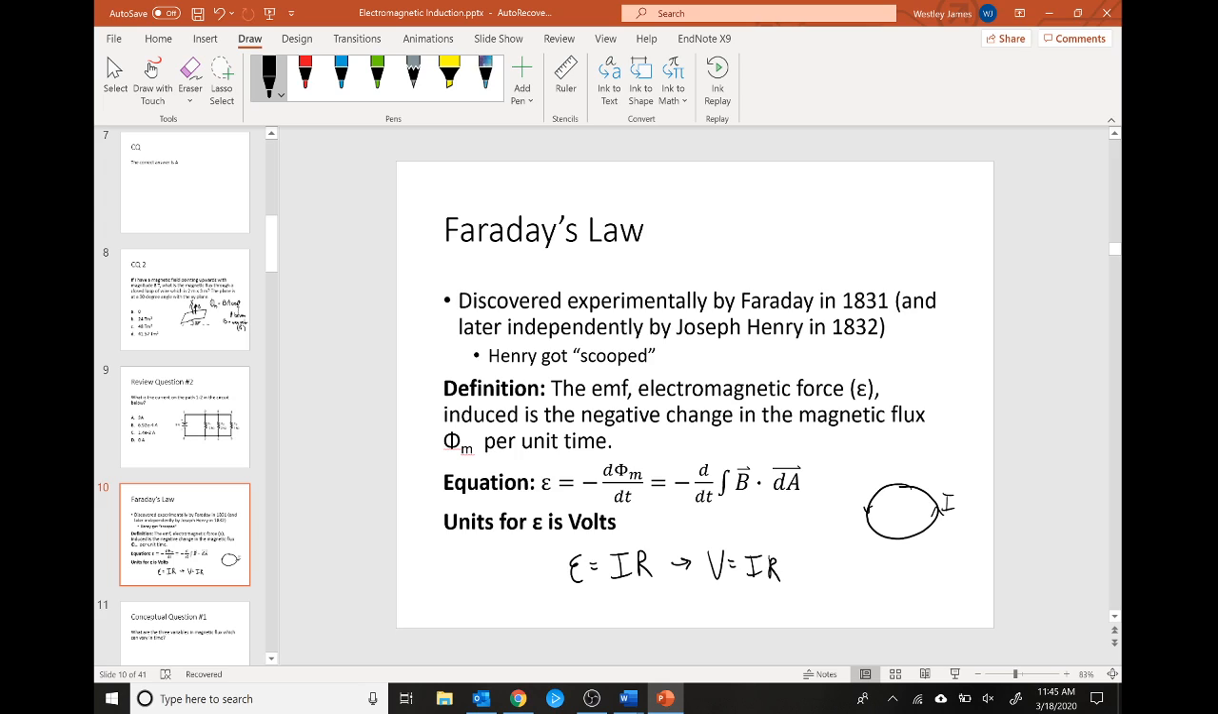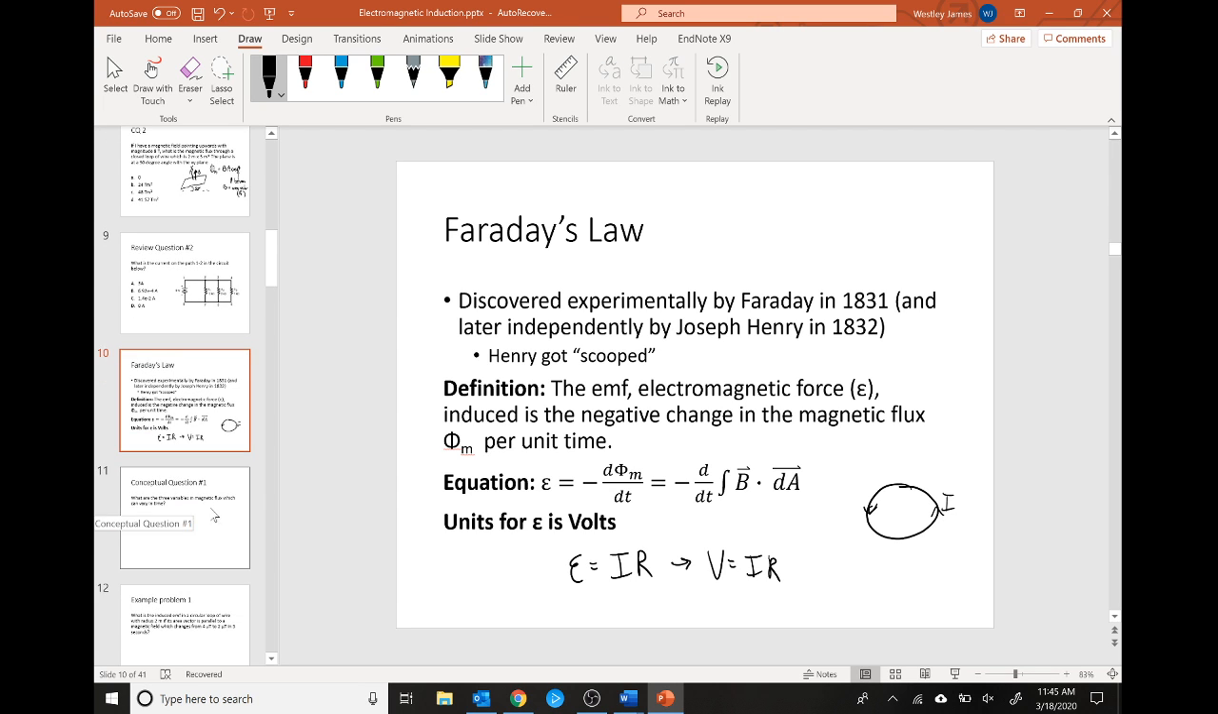So changing the magnetic flux results in this kind of voltage that causes a current. And that's where we get this, this is how we convert from magnetic fields into current. All right, so this actually turns out nicely.